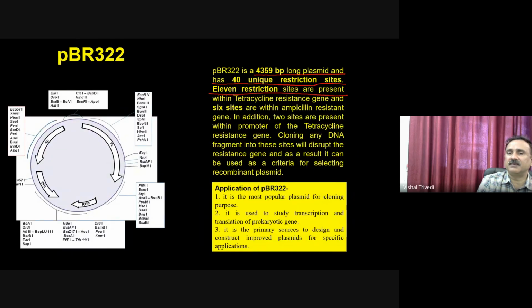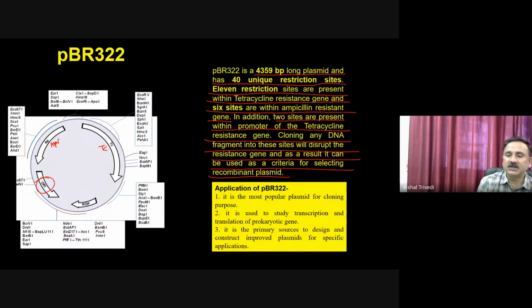11 restriction sites are present within the tetracycline resistance gene, and 6 sites are present within the ampicillin resistance gene, right? So basically, it has two antibiotic resistance genes. One is the ampicillin resistance gene, the other one is the tetracycline resistance gene, and then it also has the origin of replication, right? In addition, two sites are present within the promoter of the tetracycline resistance gene. Cloning any DNA fragment there disrupts the resistance gene, and as a result, it can be used as a criterion for selecting the recombinant plasmids.